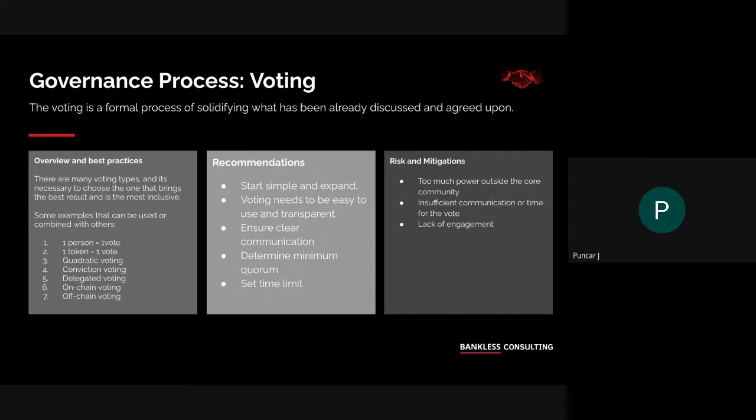And then, from where it's actually happening, there can be on-chain or off-chain voting. It's not really a type of voting per se, but more where it's happening. And based on that, we can.